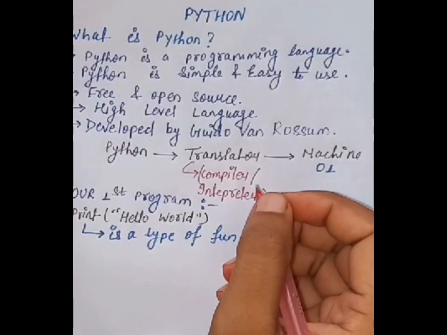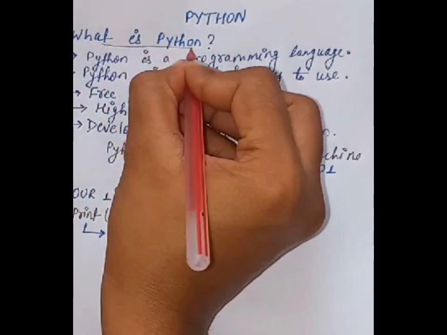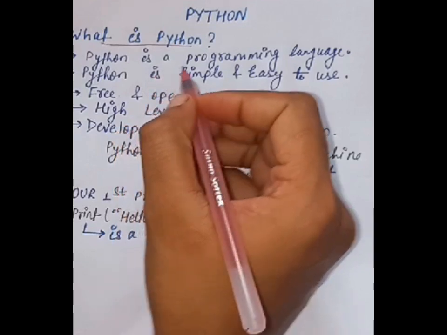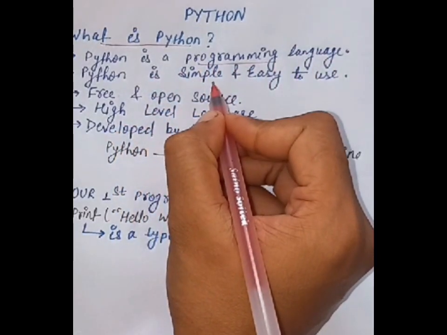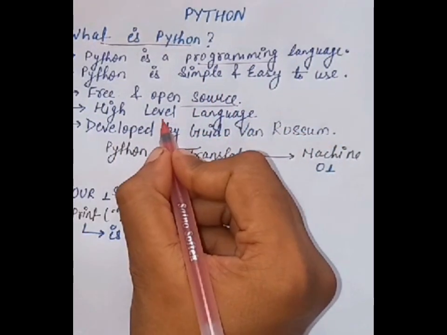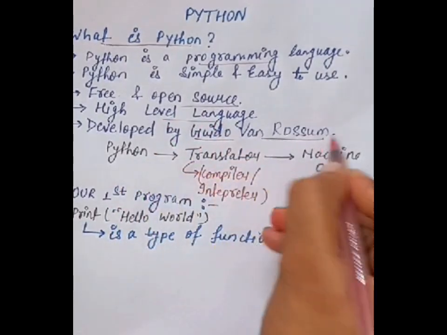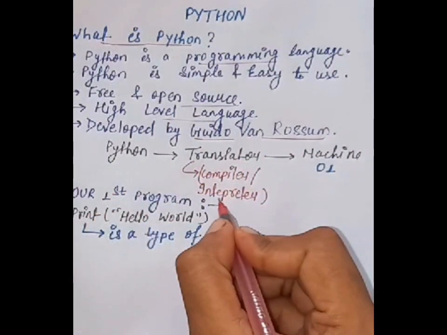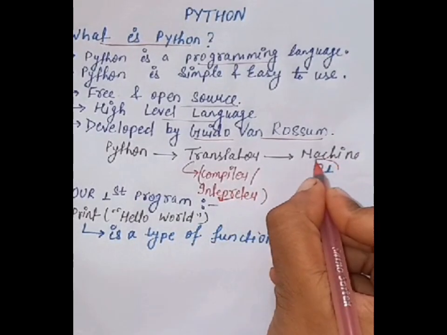Welcome to our first lesson on Python, in which we'll understand what is Python and how we can write our first program in Python. So Python is a programming language. Python is simple and easy to use, free and open source. It is a high level language. It is developed by Guido van Rossum. Correct me if I had pronounced it wrong. So Python uses an interpreter as a translator to machine code, 0 and 1.